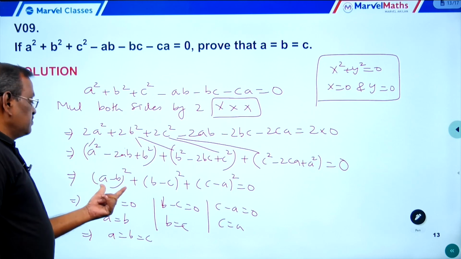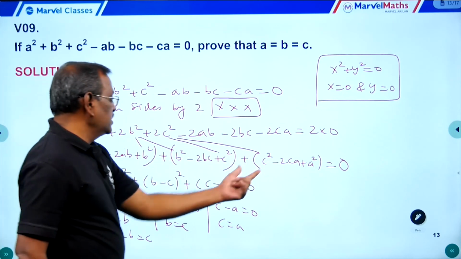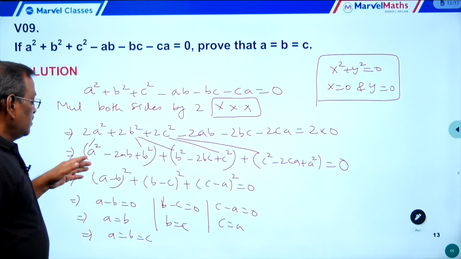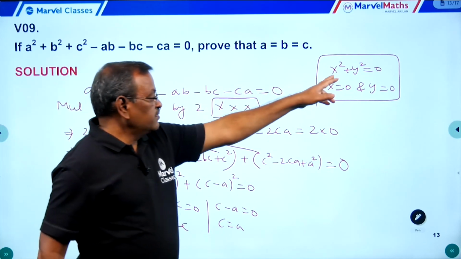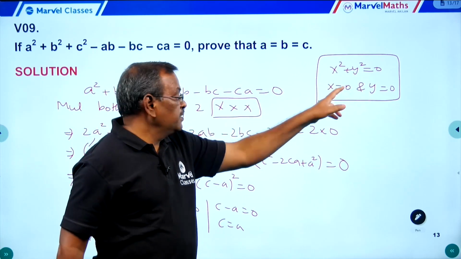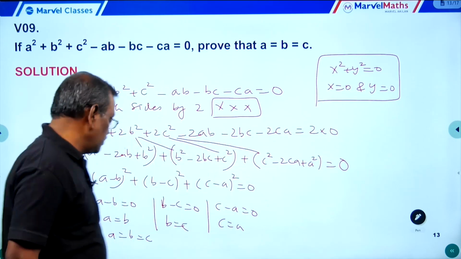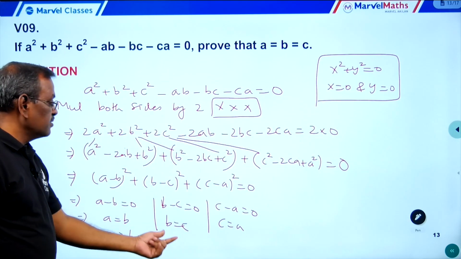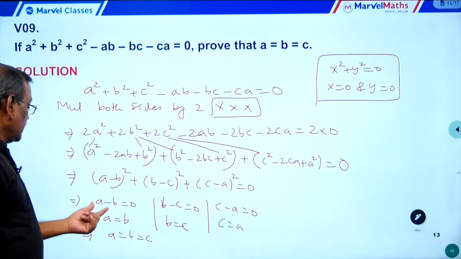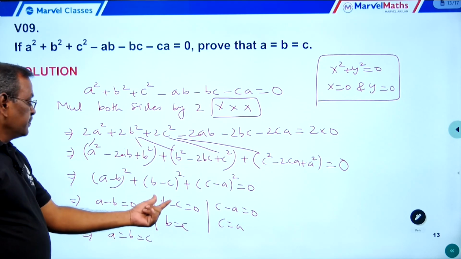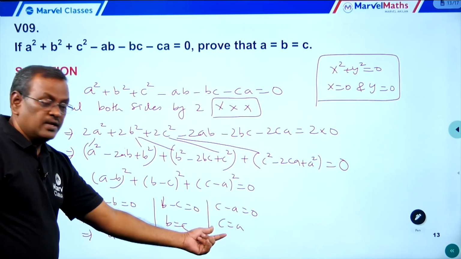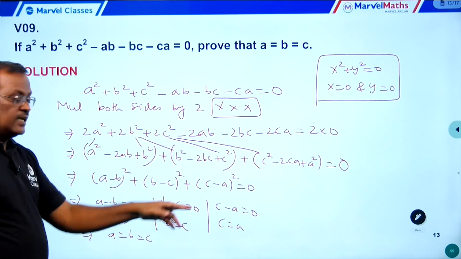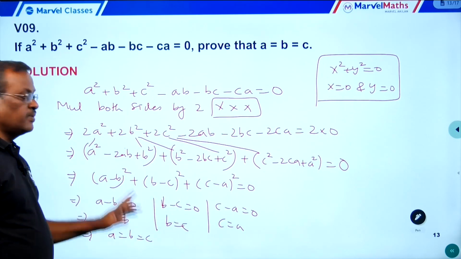So this is a minus b whole square plus b minus c whole square plus c minus a whole square, which implies, using this concept of x square plus y square equal to 0 implies x equal to 0 and y equal to 0, first term equal to 0, second term equal to 0, third term equal to 0, and solution of this is a equal to b, b equal to c, c equal to a. If we combine all the three cases, a equal to b equal to c.